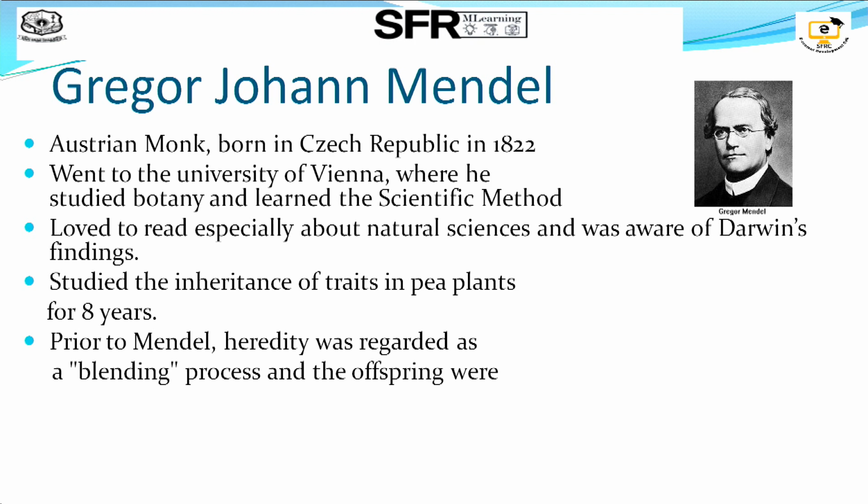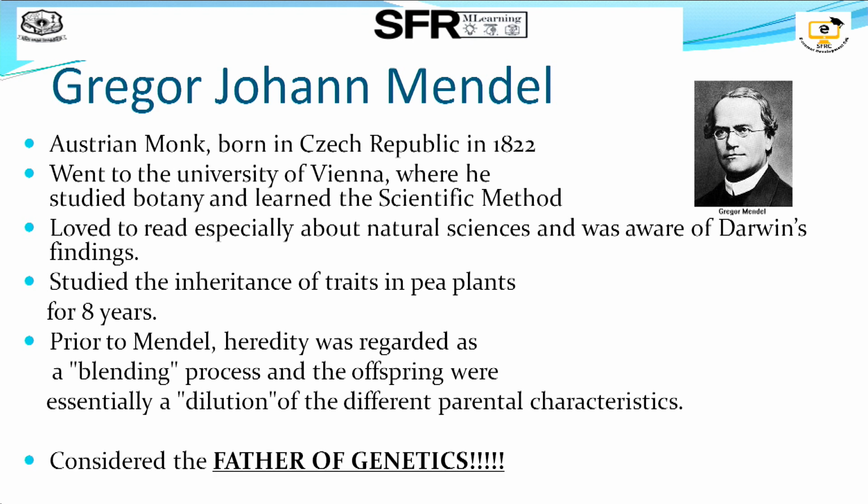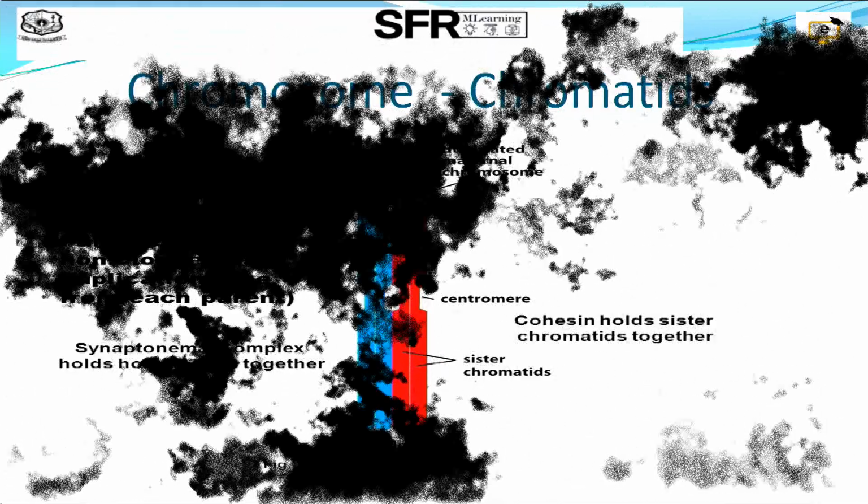Okay, prior to Mendel, heredity was regarded as a blending process, and the offspring were essentially a dilution of the different parental characteristics. Before Mendel's findings, the scientific world believed that it was a blending process, that the offspring came from the dilution of the different parental characters, but how the parental characters were passed, no one knew. Okay, and he is the basis of genetics. That is why Mendel has been considered the father of genetics.